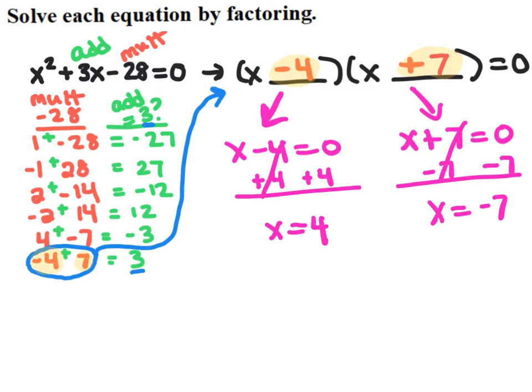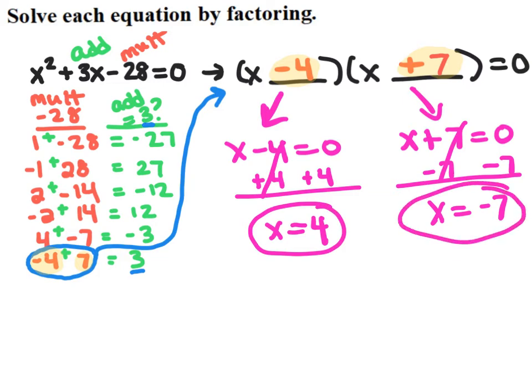Which means that our two answers are x equals 4 and x equals negative 7, which you can rewrite as x equals 4 or negative 7.